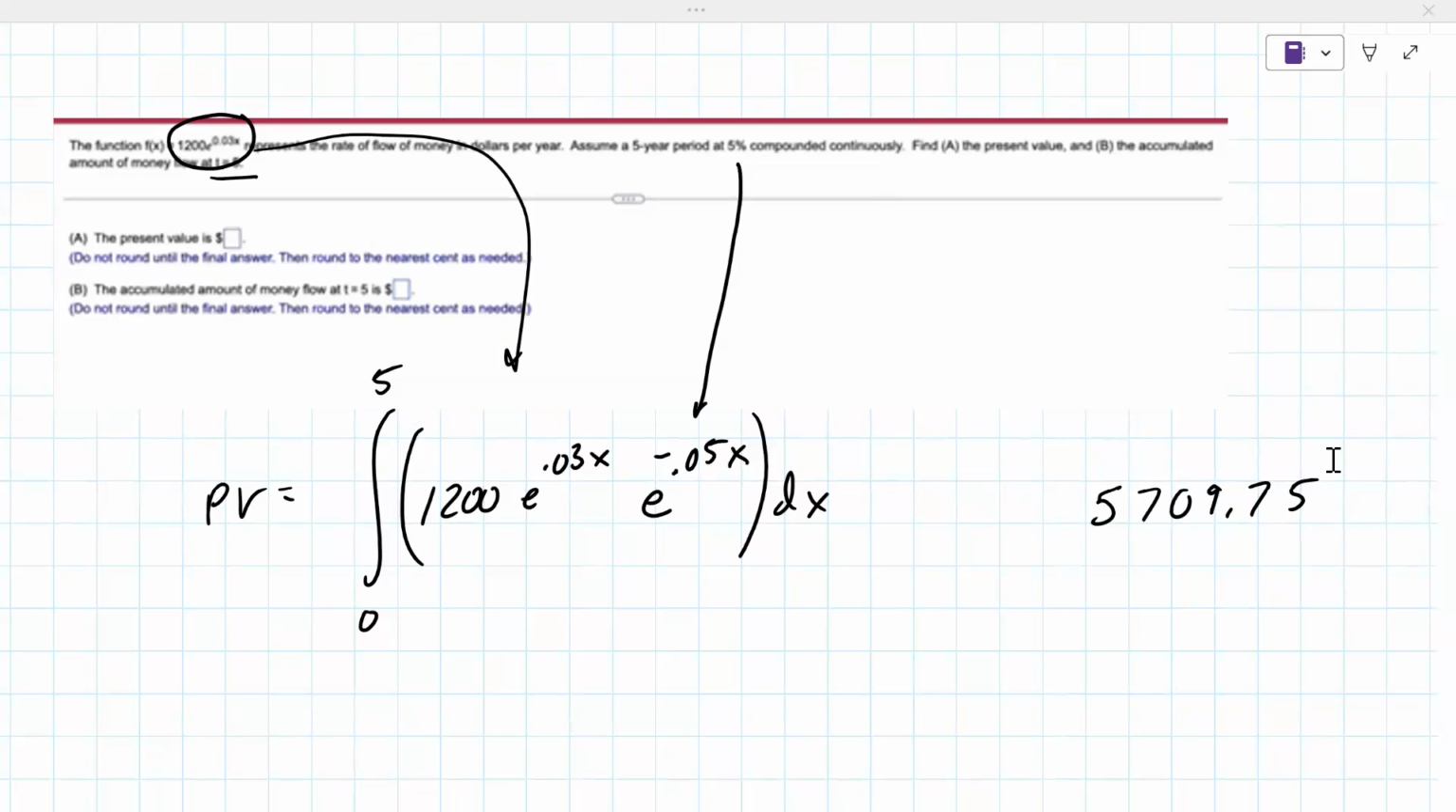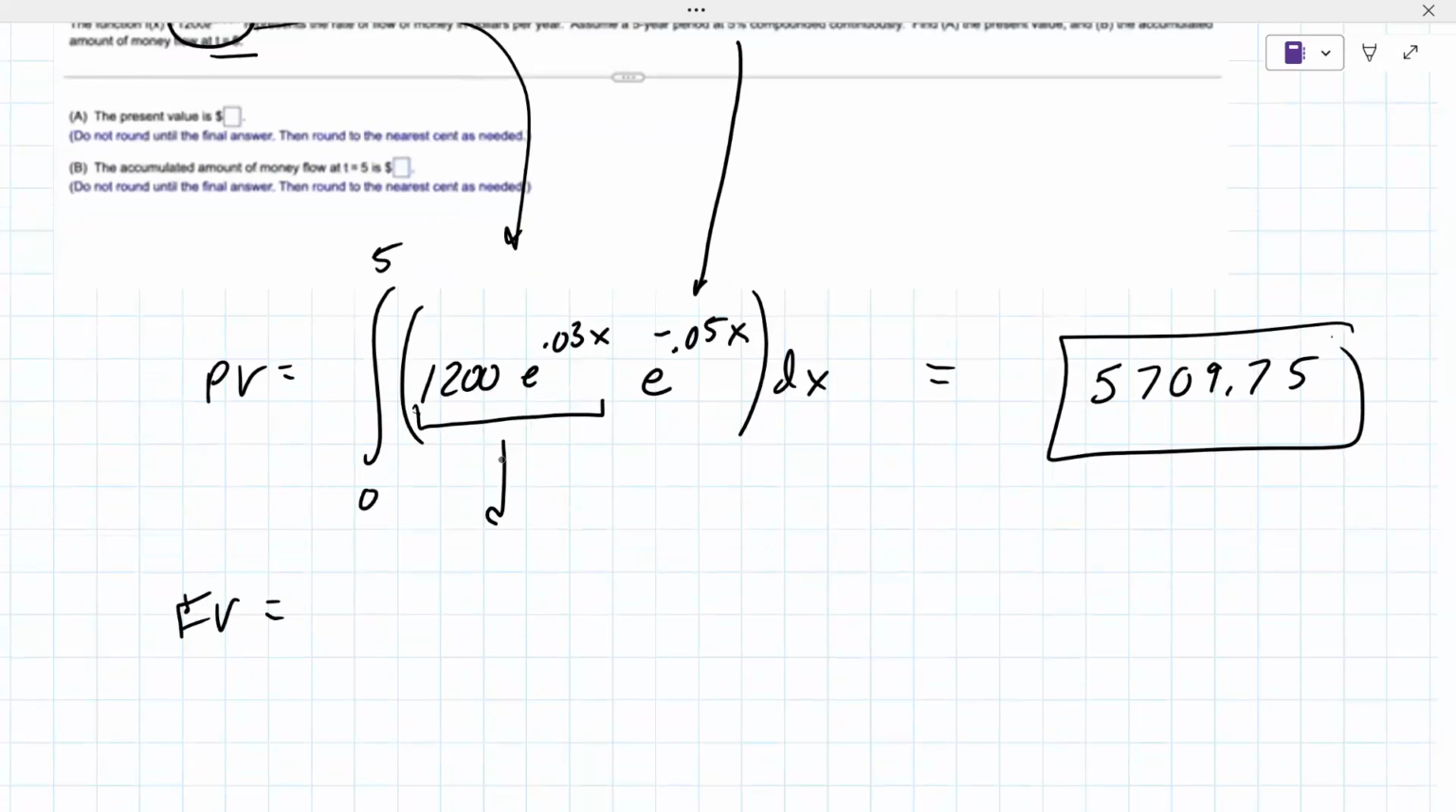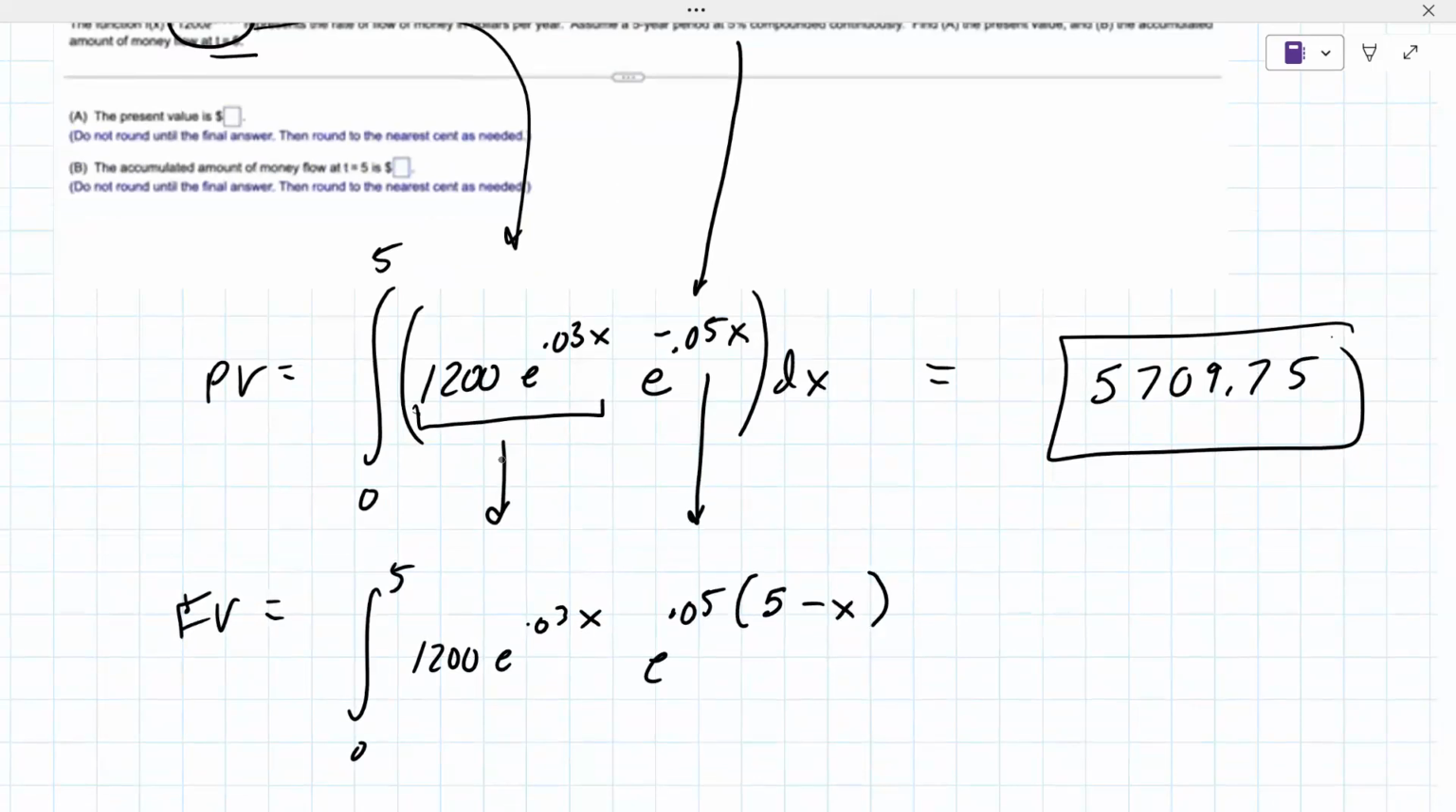I agree. Okay, now the future value is, this part is the same. So that always gets brought down. That's the second box, 1200 e to the 0.03x. Now you change this to positive, and then you take the number of years and subtract x. That's the difference.